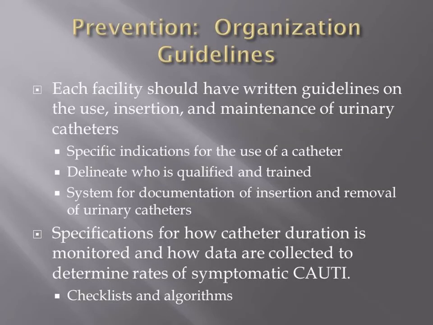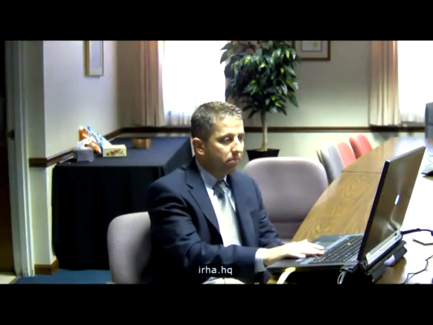From an organizational perspective, each facility needs to have written guidelines on the use, insertion, and maintenance of urinary catheters. The indications for its use should be documented. People need to be qualified and trained to place a catheter. And then systems need to be in place for documentation of proper insertion, as well as removal of catheters at specific times, throughout an organization. Checklists and algorithms are very important. And with this, the use of catheters can be minimized significantly.